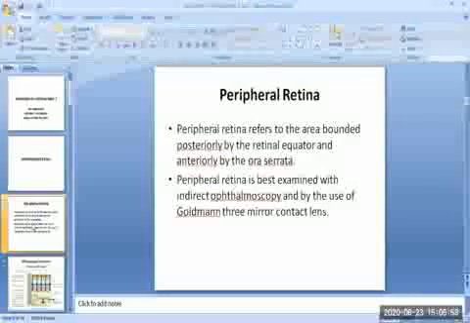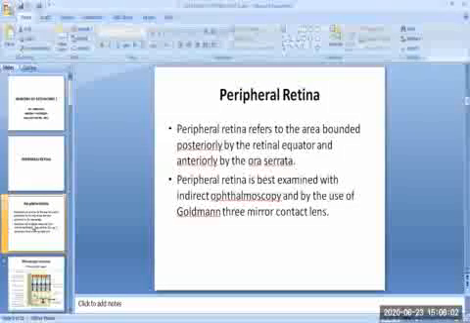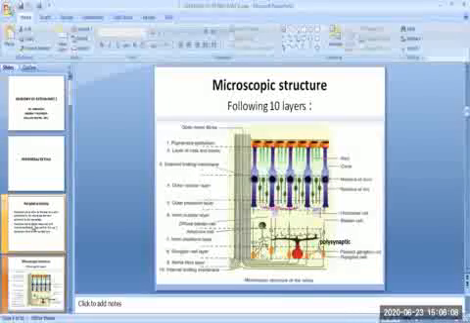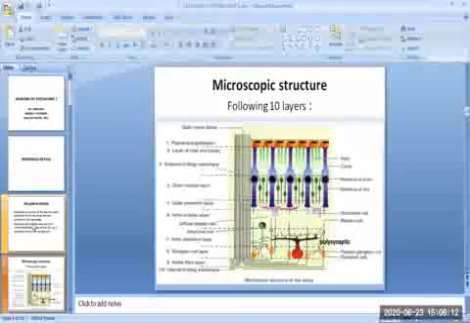Where the retina ends. Here, the retina is firmly attached both to the vitreous and the choroid. The pars plana extends fairly from the ora serrata. Then the microscopic structure. Retina consists of three types of cells and the synapses arranged in the following 10 layers.